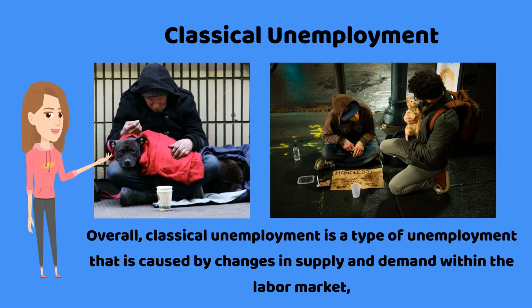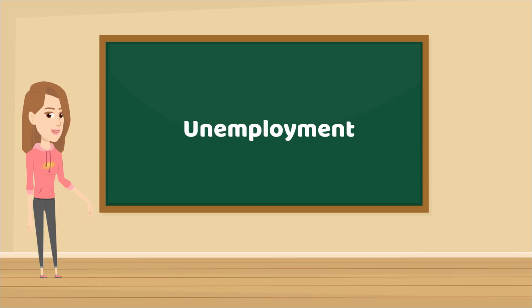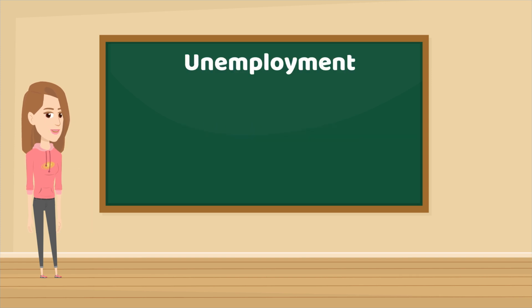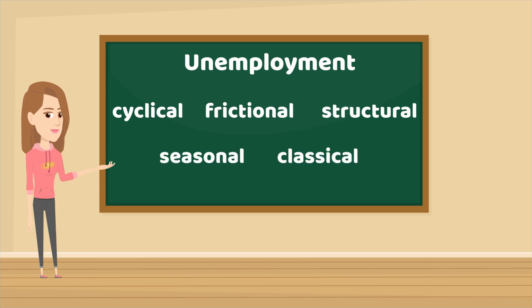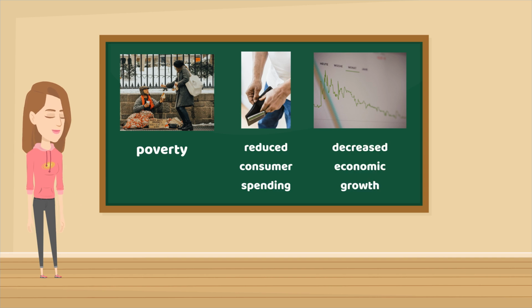Overall, classical unemployment is a type of unemployment that is caused by changes in supply and demand within the labor market, particularly in response to policies or practices that increase the cost of labor for employers. Let's recall the 5 different types of unemployment that you have just learned about. They are cyclical, frictional, structural, seasonal and classical. Countries try to keep their unemployment rate low as it can lead to several problems, such as poverty, reduced consumer spending, and decreased economic growth.